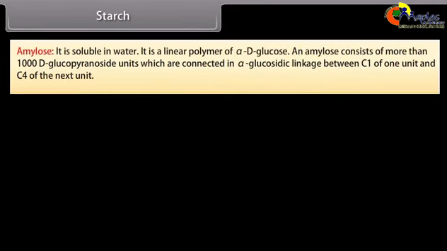Amylose. It is soluble in water. It is a linear polymer of alpha-D-glucose. Amylose consists of more than 1000 D-glucopyranoside units, which are connected in alpha-glucosidic linkage between C1 of one unit and C4 of the next unit.